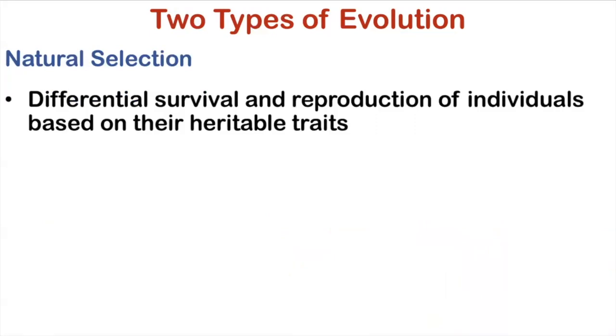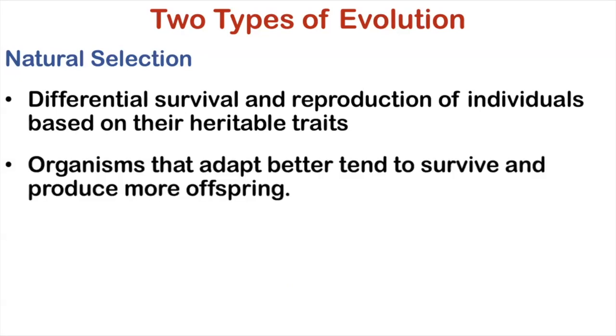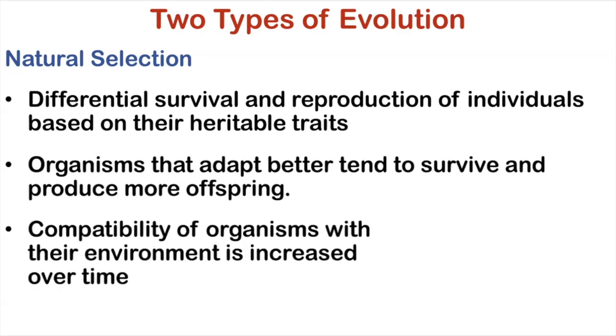Next, we have natural selection. It is the differential survival and reproduction of individuals based on their heritable traits. It is the process by which organisms better adapted to their environment tend to survive and produce more offspring. We have talked about this a lot. As a result, the compatibility of organisms with their environment is increased. Now, if they change their environment or move to another environment, this may give rise to a new species, depending on the traits that will be favored by the new environment.